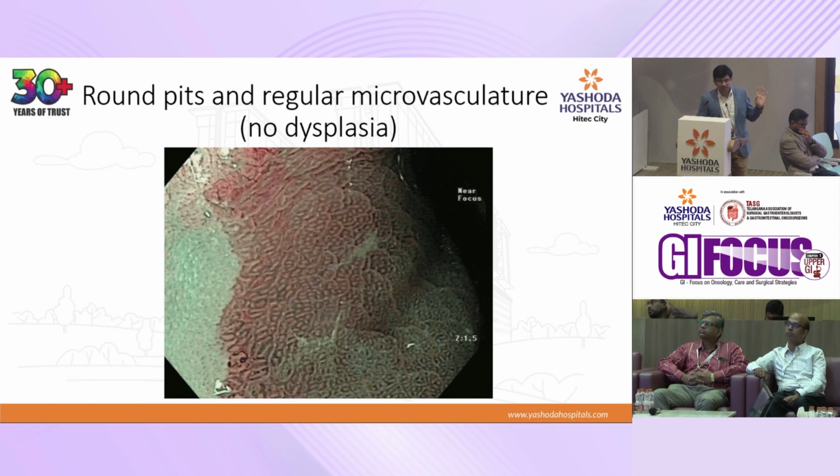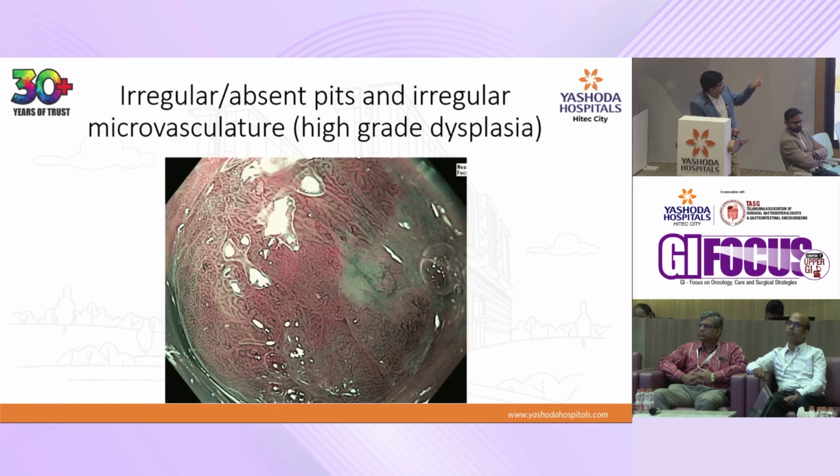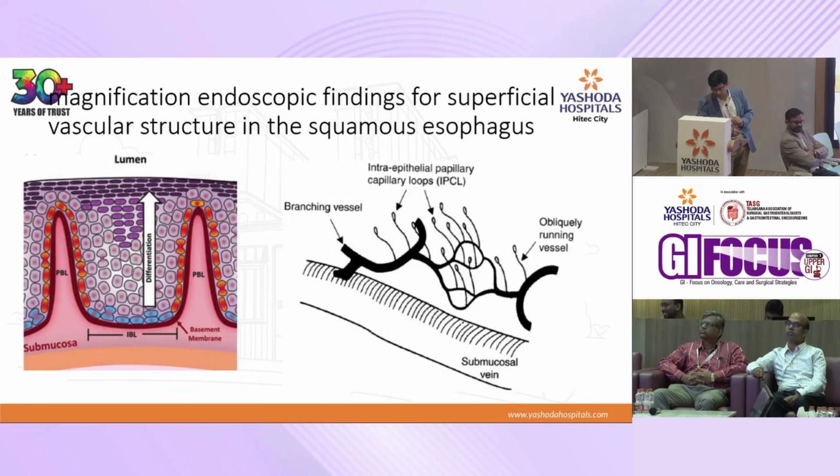For example, this is a normal Barrett's. You see the pit pattern is regular and the microvasculature is regular, so no dysplasia. In another image, if you have this irregular pit pattern and irregular microvasculature, you can say even without biopsy that this has dysplasia. Such high-grade dysplasia requires endoscopic treatment.